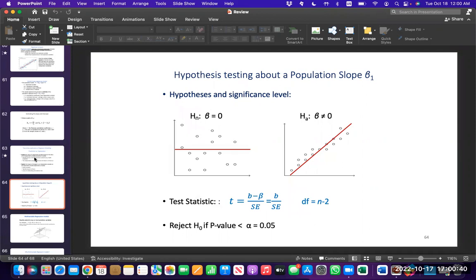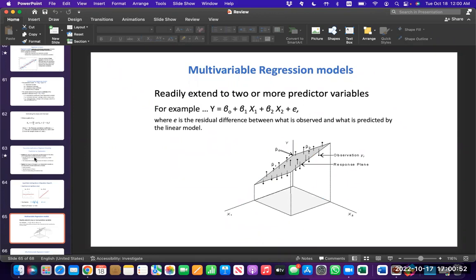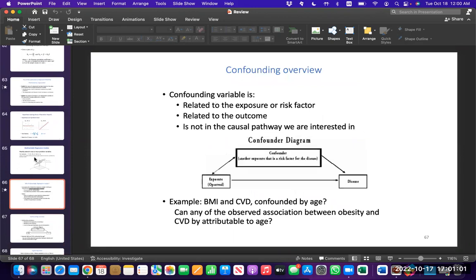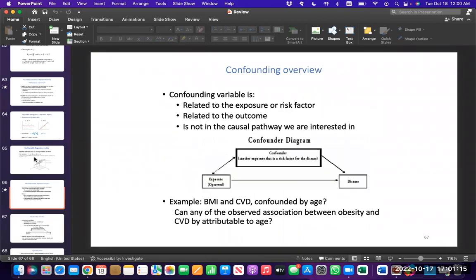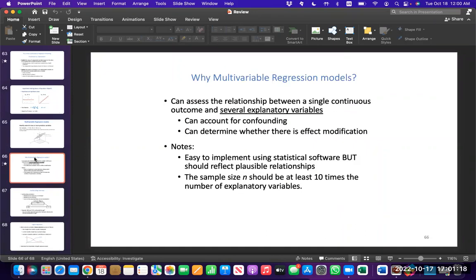The test statistic is here: b minus beta, divided by the standard error, so b over the standard error, and the p-value is smaller than 0.05. You can extend this to two or more predictive variables, and by that you essentially look at multivariable regression. You can do this to account for several explanatory variables. It accounts for confounding. And you can employ effect modification and detect effect modification. It can be easily done with all kinds of software nowadays, and you've got to be careful about sample size.